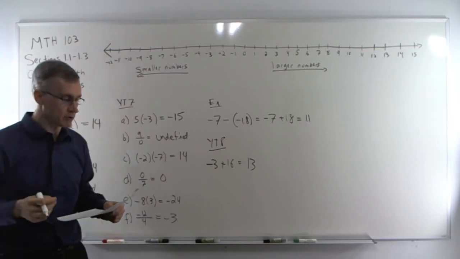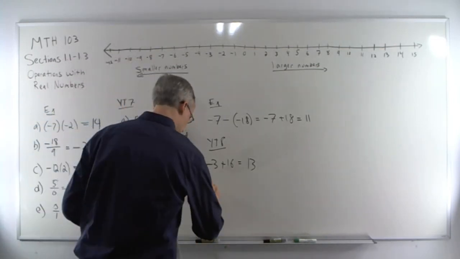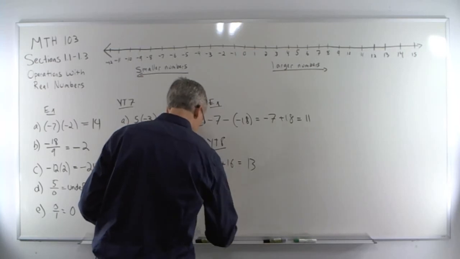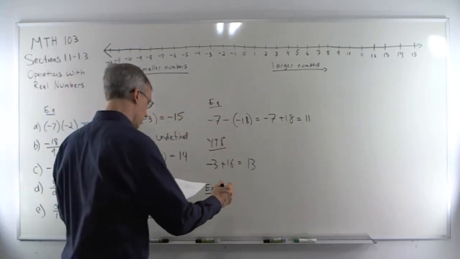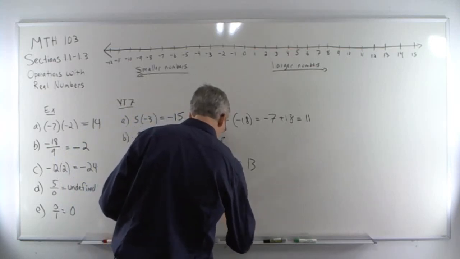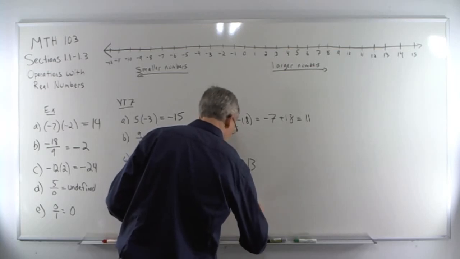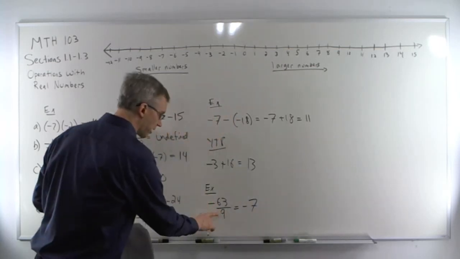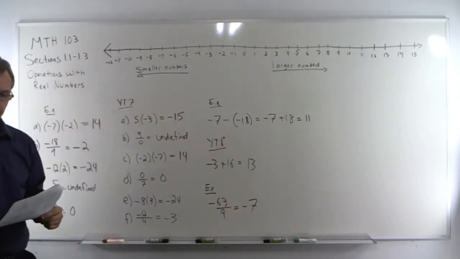All right, another example is the ratio of -63 and 9. Ratio indicates division. So we go -63 divided by 9. We've got a negative divided by a positive, so the answer is going to be negative, and that is -7.